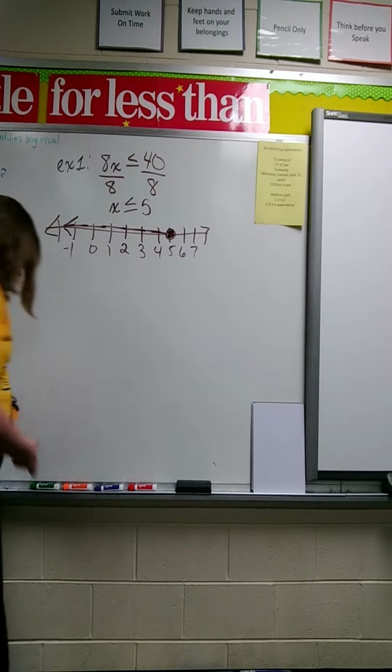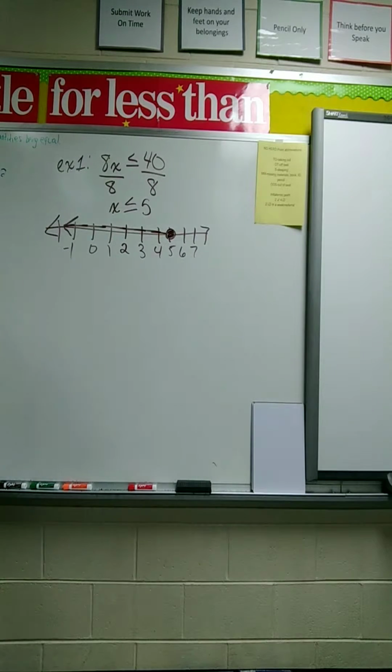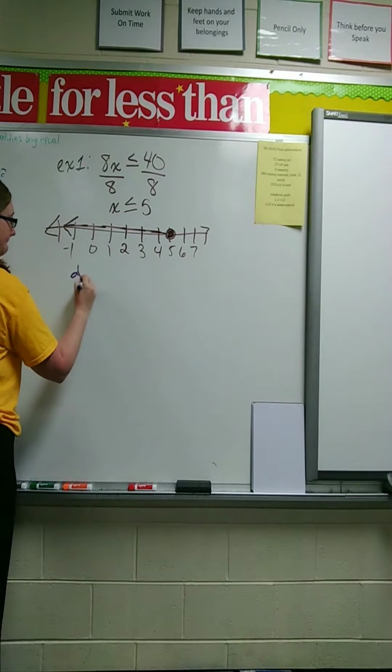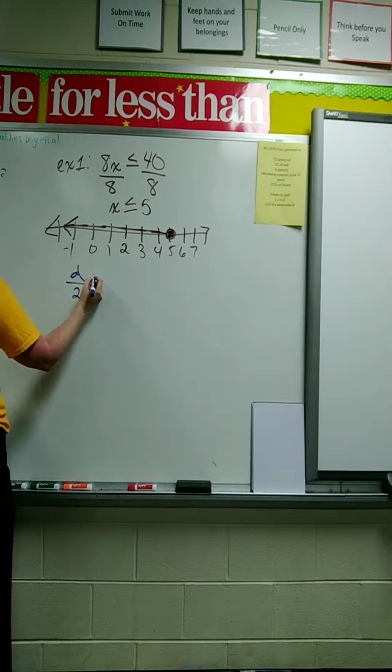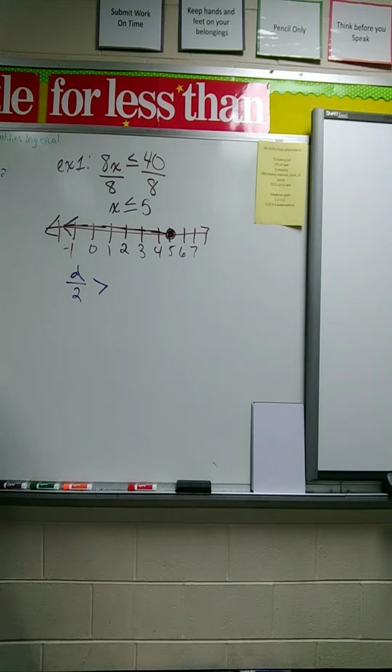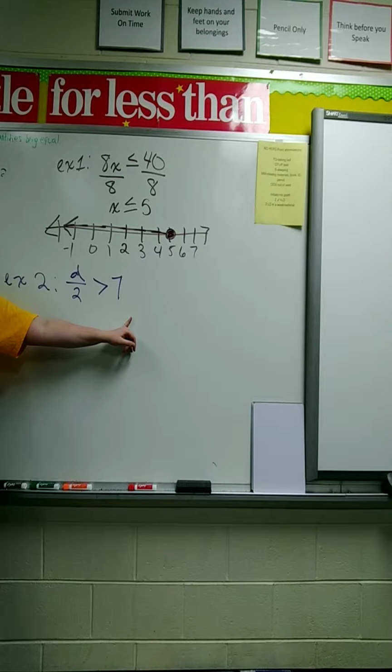Good. Let's look at example 2. Example 2 says solve e over 2. Which is bigger, the variable side or the non-variable side? The variable side? Is greater than 7. Okay. Hold on. Let's figure out what this says first. This says that d divided by 2 is greater than 7. Okay?